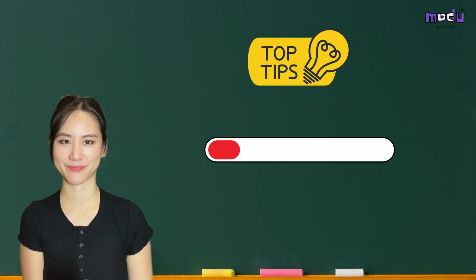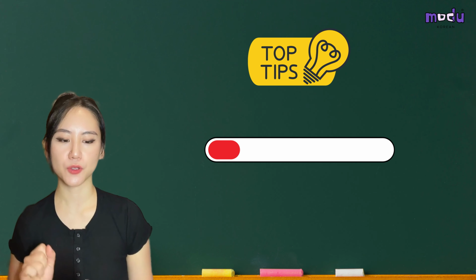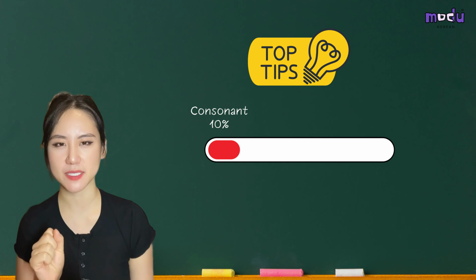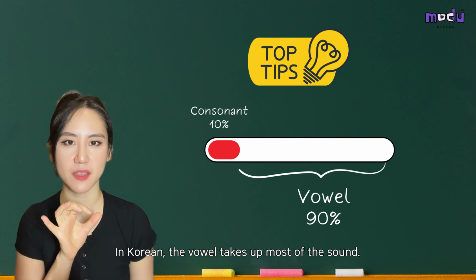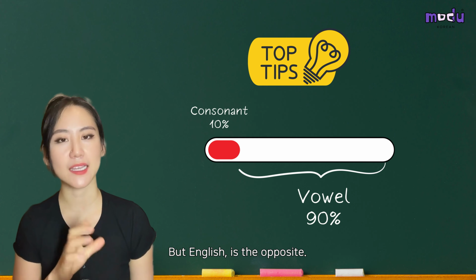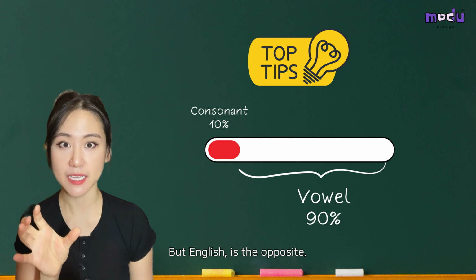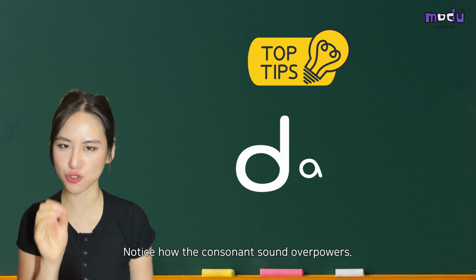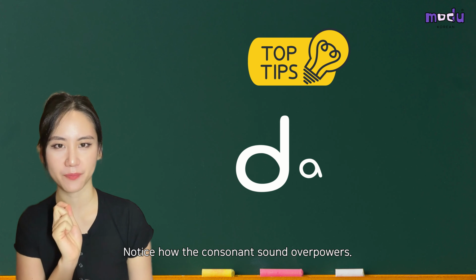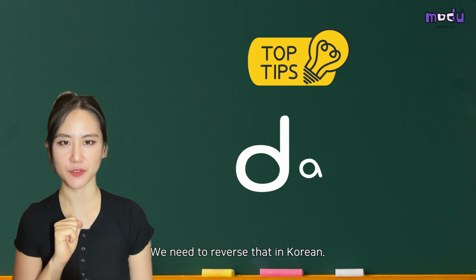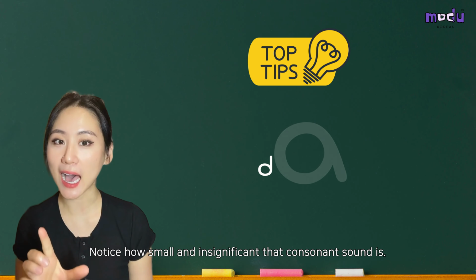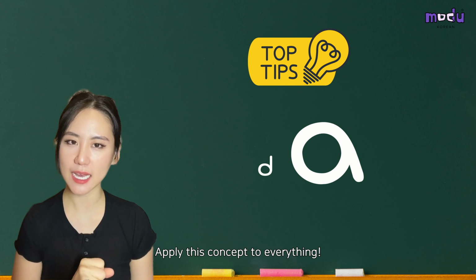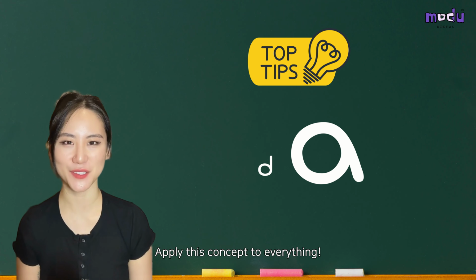Ta. A quick tip here is to almost think that the consonant part of the sound makes up only about 10% of the sound, and the vowel makes up the 90% of your sound. Unlike in English, the consonant sound is what really takes over, right? So in English, we go da, da, and it's a strong D and a very small ah. We want to reverse that in Korean and go d, ah, ta. Notice how small that D sound is. And you can apply this tip across any syllable you say.